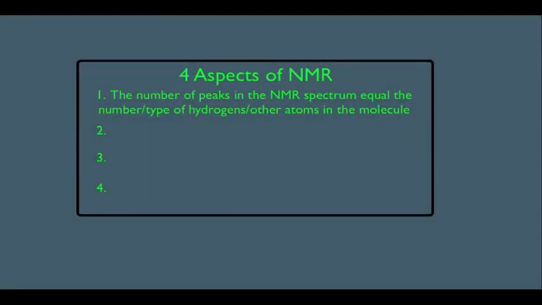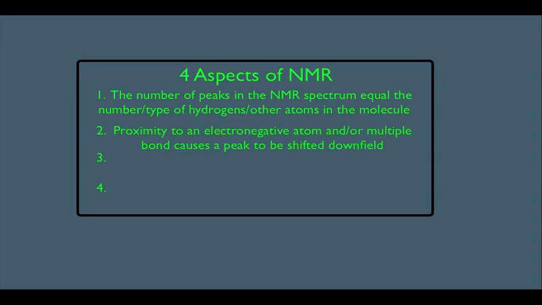In this online lecture, we're going to discuss the second aspect of NMR, and that is proximity to an electronegative atom and/or a multiple bond causes a peak to be shifted downfield. We want to understand why this is so, and use it to predict where peaks might be on an NMR spectrum. So let's look at an example first here.